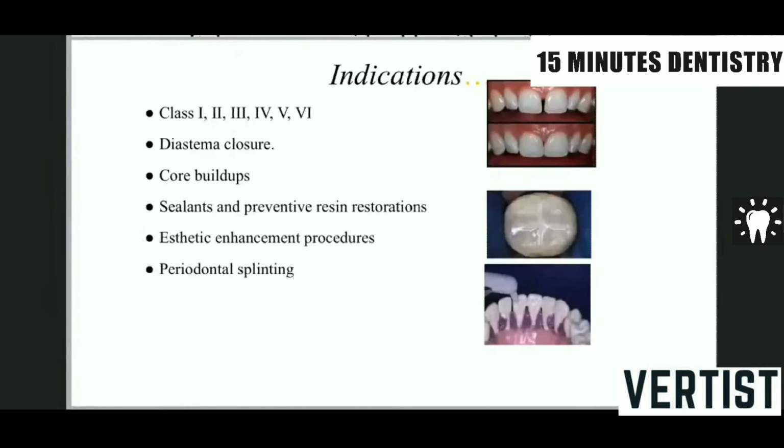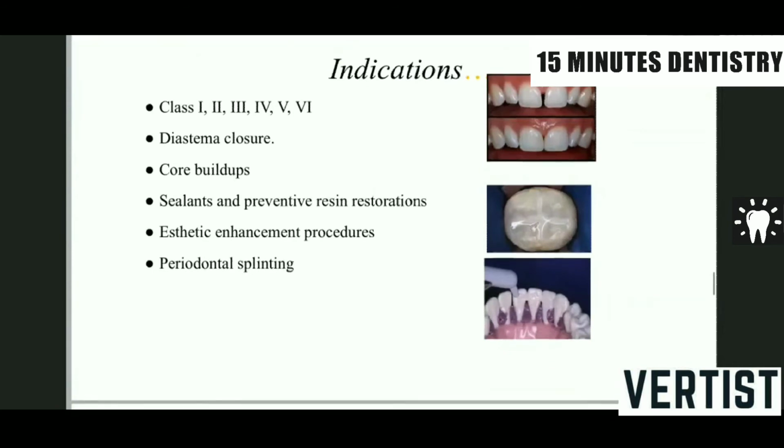Now, where are these composites indicated? They are indicated in class 1, class 2, class 3, class 4, class 5 and class 6 cavities also. They are used for diastema closure, for core buildups, as pit and fissure sealant, for aesthetic enhancement procedures like recontouring and restructuring of the visible part of the tooth, and they are used for periodontal splinting also.